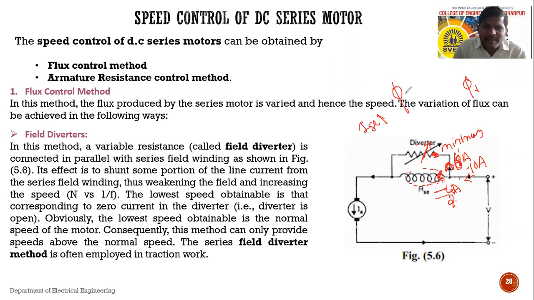What about phi? As compared to initial phi? Increases. If the phi increases, according to the relation, N is directly proportional to 1 upon phi. If the phi increases, the speed of the motor will decrease. So that's the way we are able to control the speed of DC series motor by connecting a field diverter.